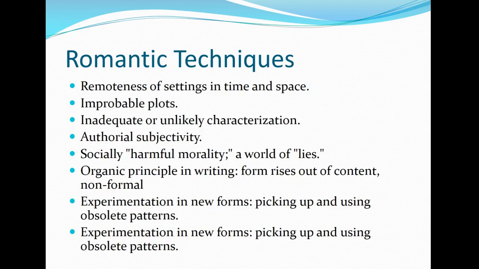Some techniques that you'll see in romantic literature: the remoteness of settings in time and space, improbable plots, it's not necessarily logical or reasonable, inadequate or unlikely characterization, so we don't go into fully developed characters, authorial subjectivity. So the author is going to give us his or her perspective.